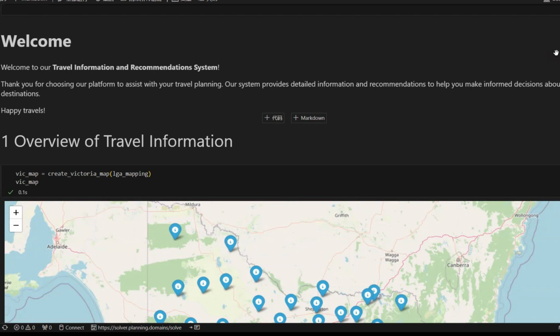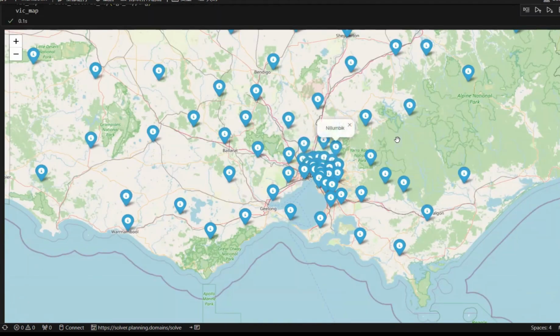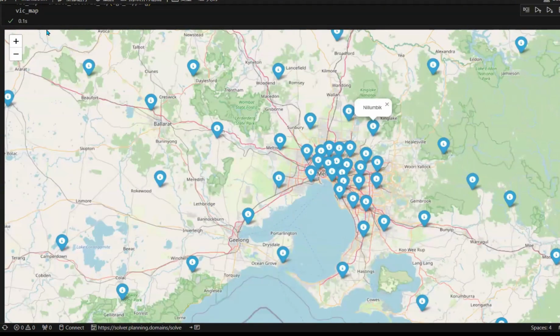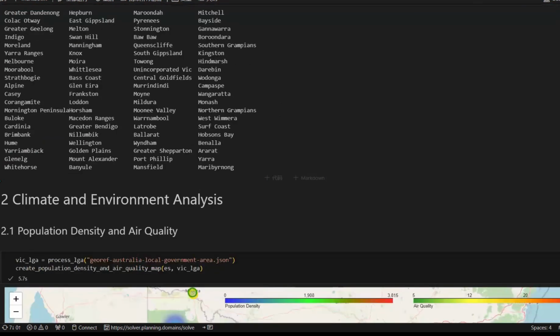To begin, let's look at the travel conditions in Victoria. We will create a detailed map centered on Victoria, showcasing each local government area, LGA, with intuitive geographic markers. Click on each label and you can see the corresponding LGA name. This visualization offers a clear understanding of key travel destinations within the state. And you can zoom in and out on the map to get more precise information. And the following shows the names of all local government areas.